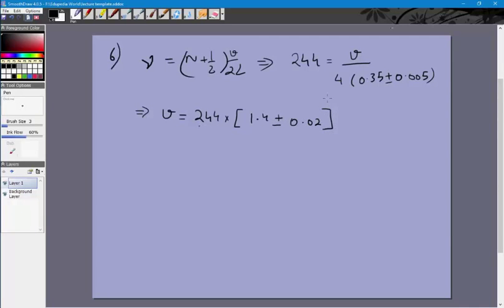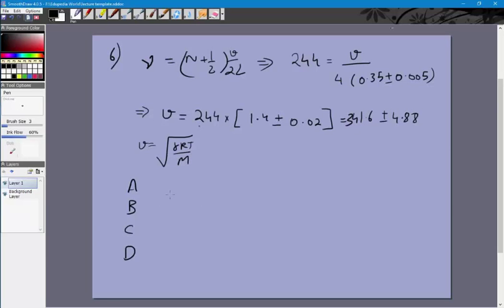Right, and if you calculate it, it comes out to be 341.6 plus minus 4.88. But what is V? V is equal to root of gamma RT by M. So we are given 4 options. We just put the value of gamma RT by M. We are given some useful information to help us in the calculation, and we put in the values and we see whichever one comes within this range.